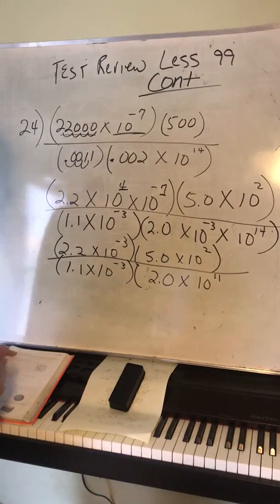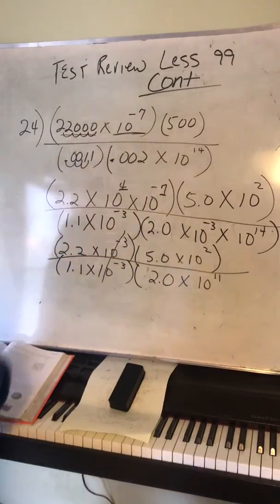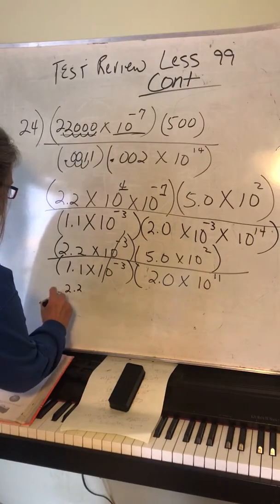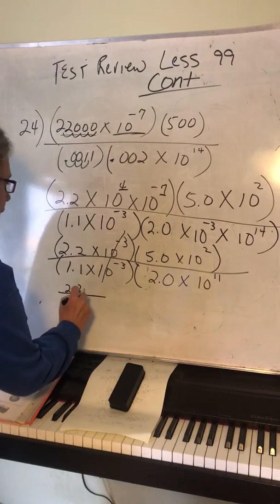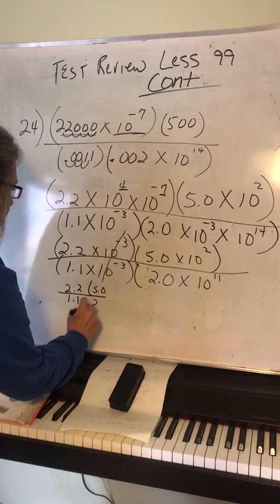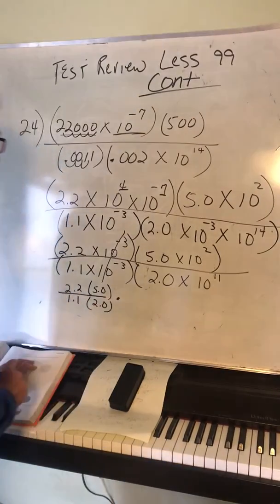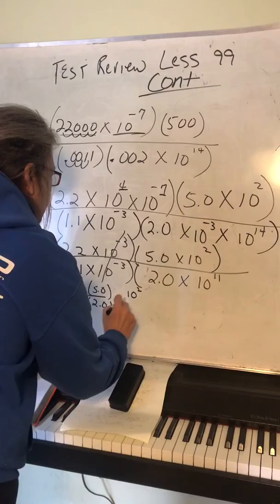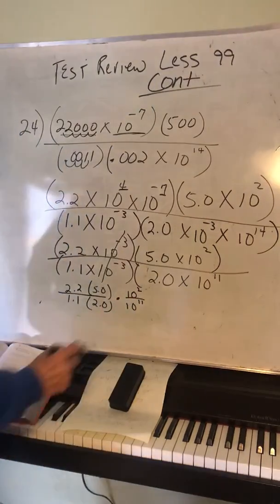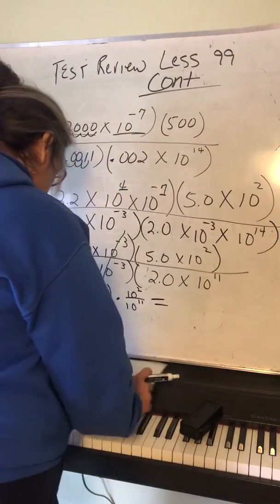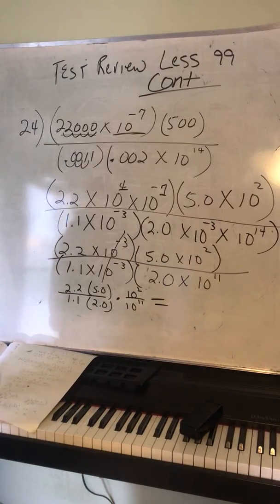So anyway, when we do this, well, these you can just cancel out here. Everything's being multiplied here. So you're going to have 2.2 divided by 1.1. And then you're going to have 5.0 divided by 2.0 if we're going to put all those numbers together. And then we're going to have 10 to the 2 over 10 to the 11. So this will simplify into, let me see, I did it here. This is, wait a minute, did I do this? What happened?